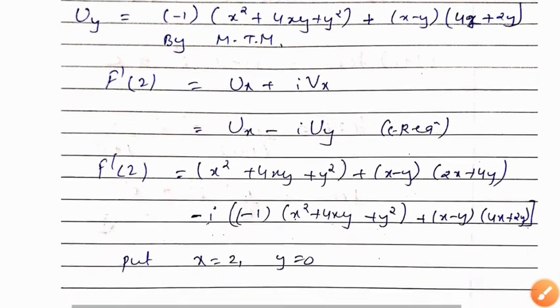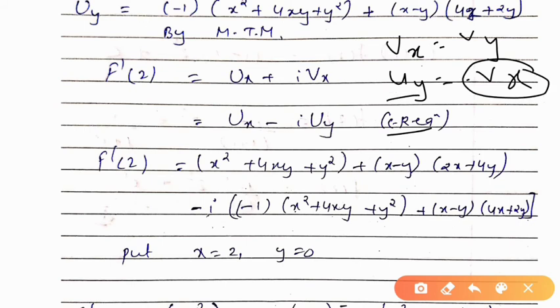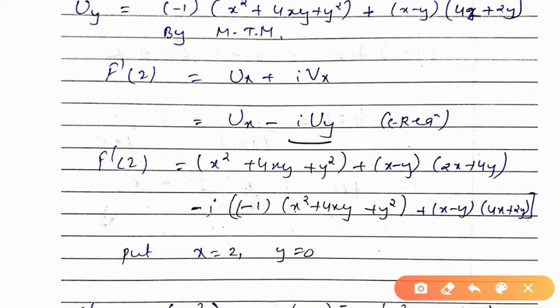Now according to the Milne-Thomson method, we know that we can write f dash z equal to ux plus i vx. Now by CR, we don't need v here, so we have to replace vx by u. How can we replace? We can replace it by the CR equation. According to the CR equation, ux equals vy and uy equals minus vx. So we can take vx equal to minus uy. So I have replaced it here by the CR equation.